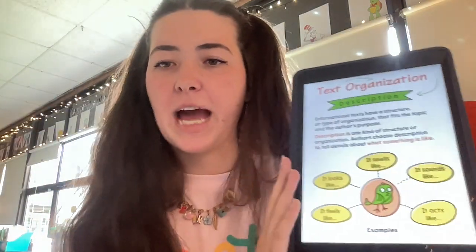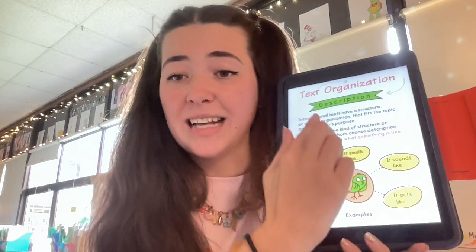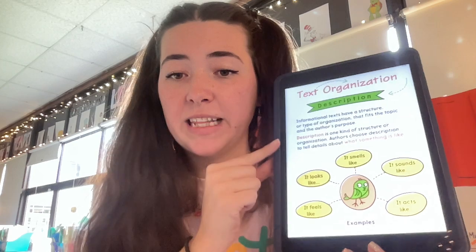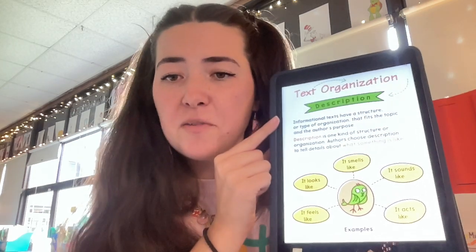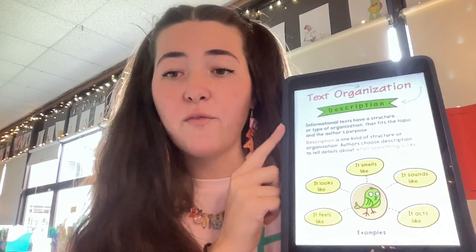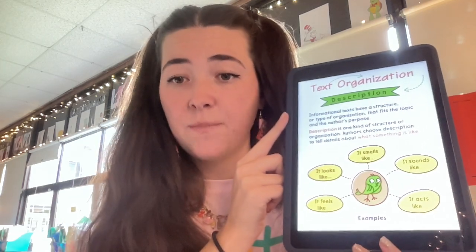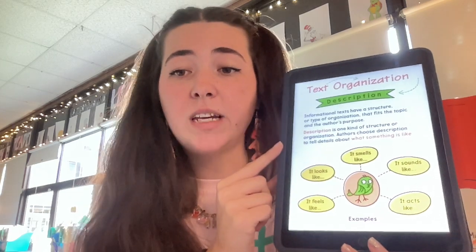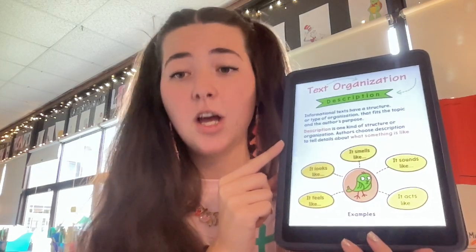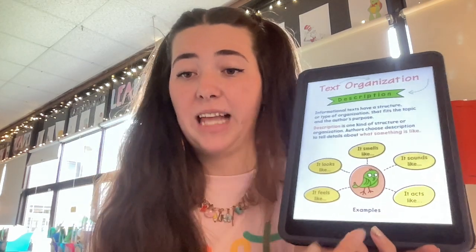We are going to start by doing our anchor chart. So I'm going to show you on my iPad. Today we're going to be talking about text organization. So that says description, and I'm going to read these paragraphs to you. It says, informational texts, which we'll be reading today, have a structure or type of organization that fits the topic and the author's purpose. So, description is one kind of structure or organization. Authors choose description to tell details about what something is like.